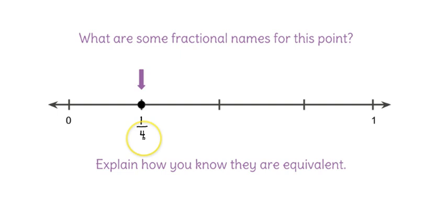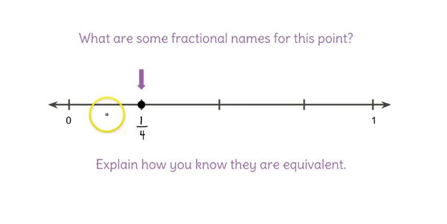The denominator tells me how many pieces the whole has been broken into. The numerator, or the top number, tells me how many pieces I'm looking at or focusing on. So the point is showing me 1/4. But, as you see, they're asking for fractional names for this point. That means they're asking for equivalent fractions. I need to find another fraction that also names this point.